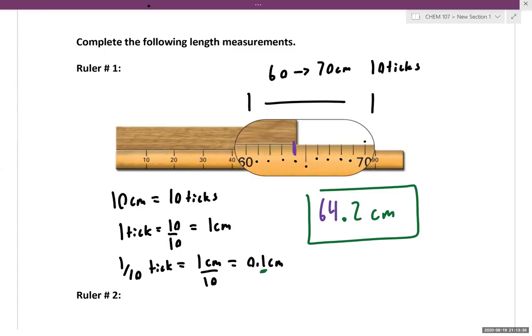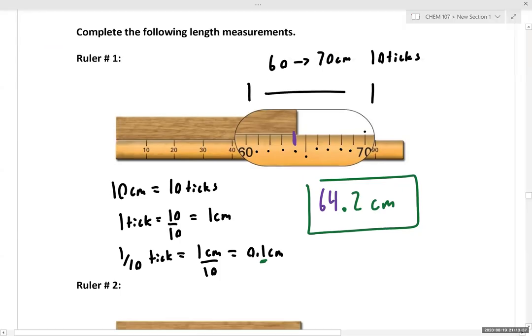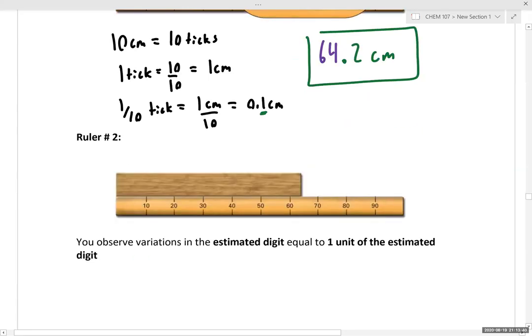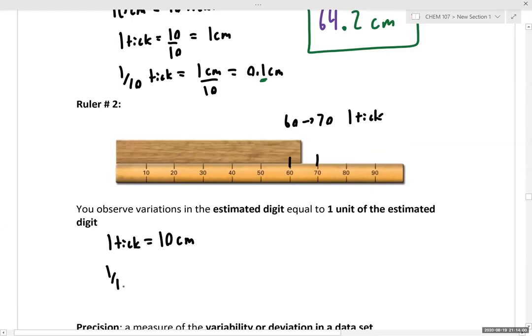What I'd like you to do now is try looking at the following ruler, and we're going to do this example together. This time, to go from 60 to 70, it only takes us 1 tick. So we know 1 tick is equal to 10 centimeters. So then 1/10 of a tick is equal to 10/10, which is 1 centimeter.